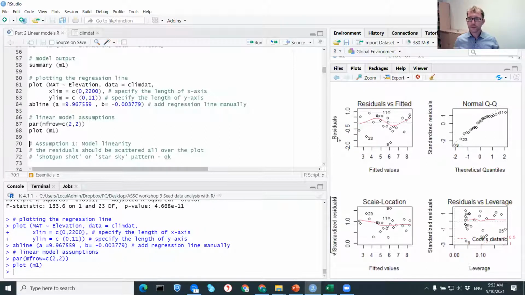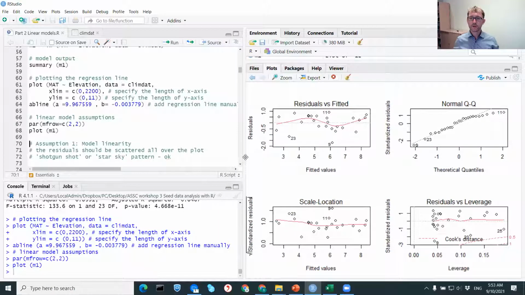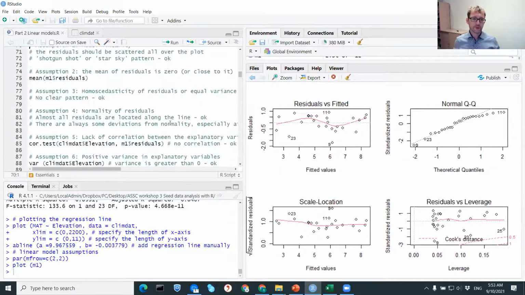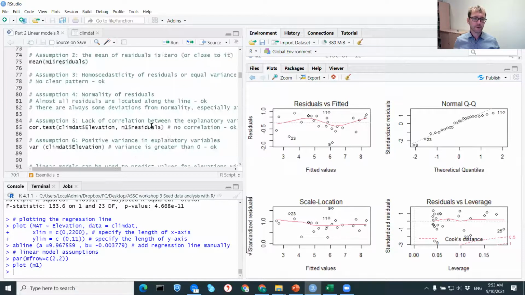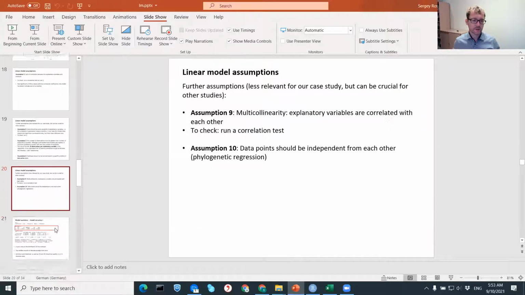And of course, I listed 10 different assumptions for linear models, but usually in the real world, you just consider a few of them. But we're just going to go through a few of them, which are important. Well, model linearity. So usually you should not see any patterns. Okay, sorry, I need to go back to my slides.